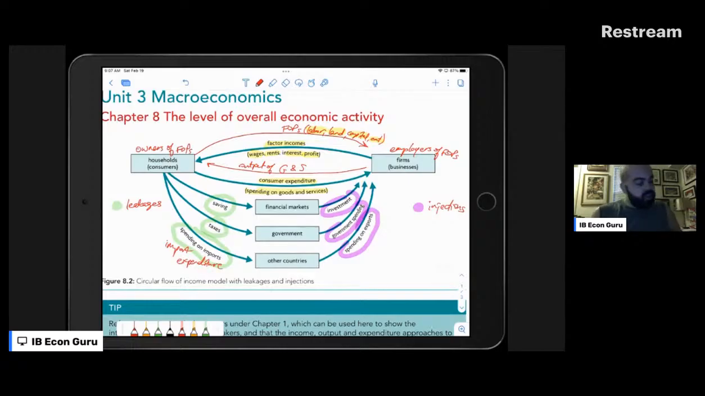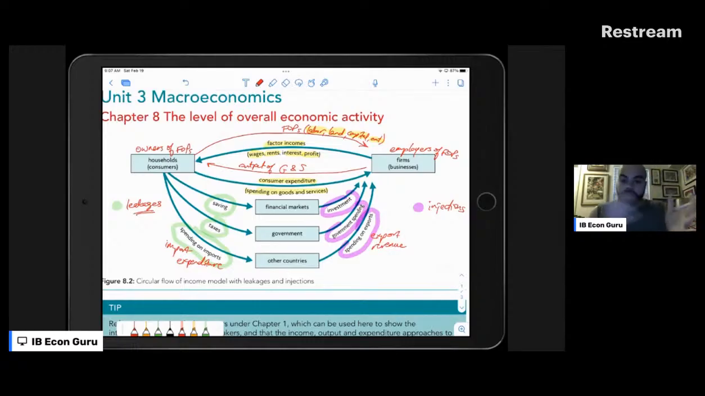So these are the three leakages, but each leakage has a corresponding injection. The money that's in financial markets, in the banking sector, goes back to firms in the form of investment expenditure. The government, even though it takes our taxes, injects it back into the economy in the form of government spending or government expenditure. And we also get money from other countries when they buy our goods and services. That comes back in the form of what we call export revenue, so foreign countries spending on our exports.